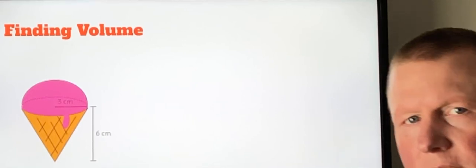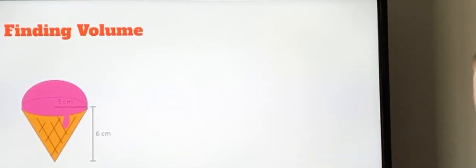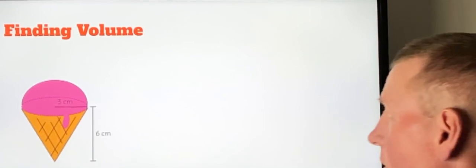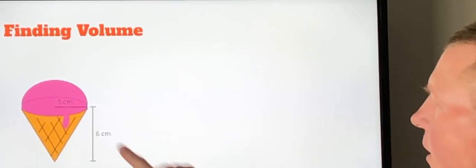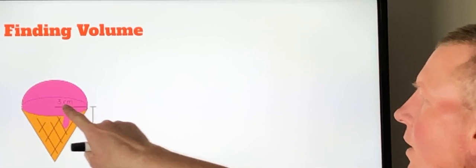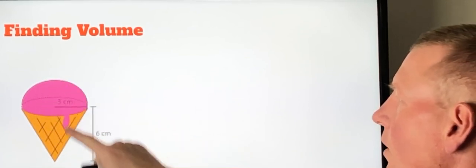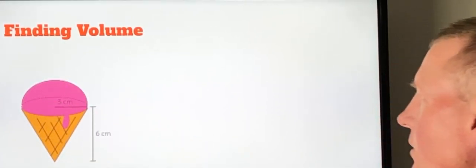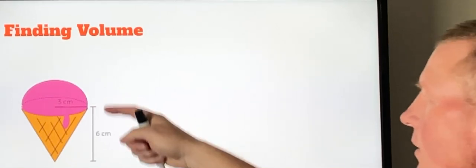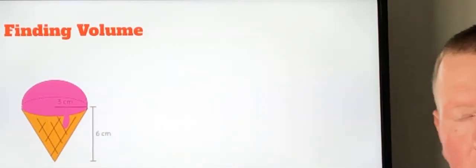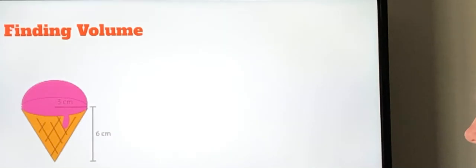Okay, in this problem we're going to take a look at this ice cream cone problem, and we're going to find the volume of the ice cream cone, including the ice cream. I know it may be hard to see, but the radius of the top part of the cone is 3 centimeters, and the cone itself is 6 centimeters tall. So find the volume here.